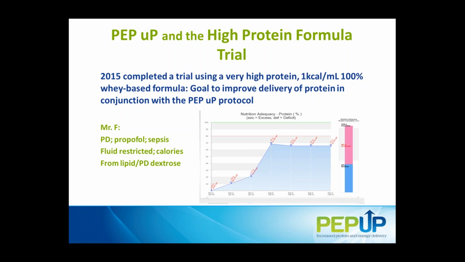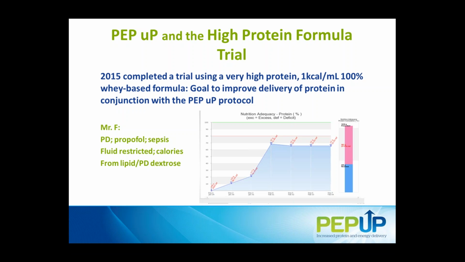As we all know, one of the big drawbacks of using modular protein supplements is that they're often forgotten or not given for any number of reasons. So by combining a very high protein formula with a protocol that ensures the adequate delivery of enteral formula, we figured we could improve the delivery of protein to our patients.